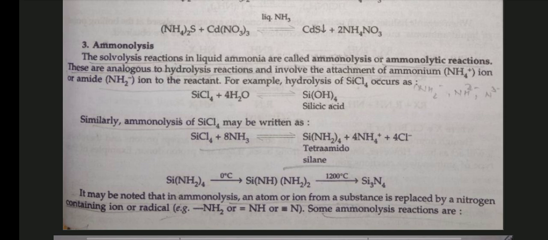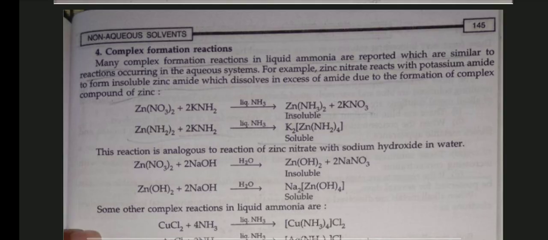Complex formation reaction. Many complex formation reactions in liquid ammonia are reported which are similar to reactions occurring in the aqueous system. For example, zinc nitrate reacts with potassium amide to form insoluble zinc amide, which dissolves in excess of amide due to formation of a complex compound of zinc.